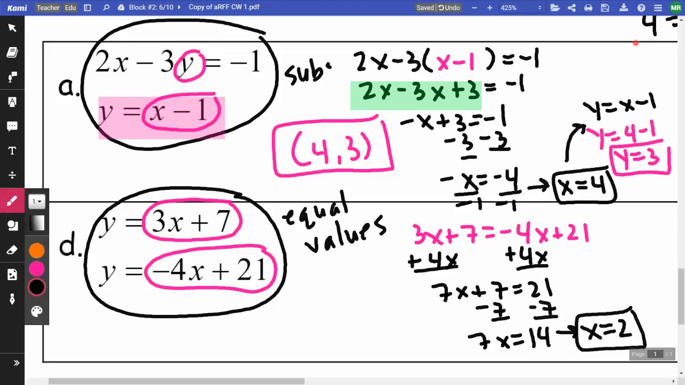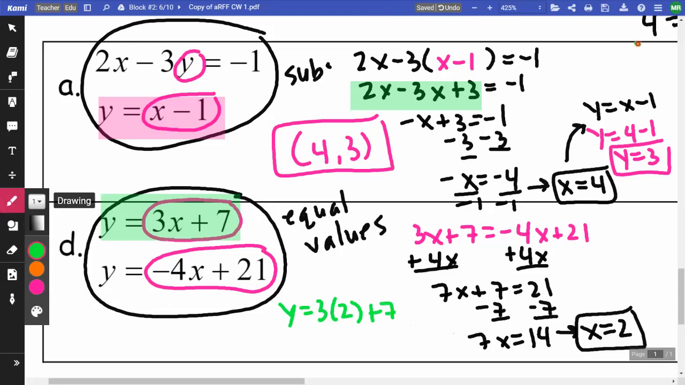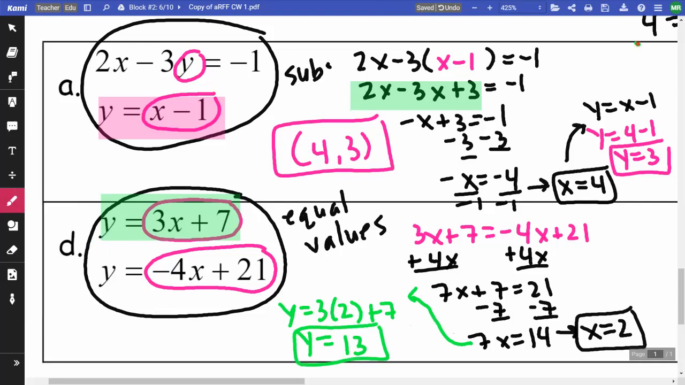Okay, now I'm going to plug that into either equation. I think I'm going to do it into the top one. I think that might be a little easier. So if I do that, I'm going to have y is equal to 3 times 2 plus 7. So that means I'm going to get 6 plus 7, 13. And then again, we write our answer as a point. So we always put our x first. So it's going to be (2, 13).